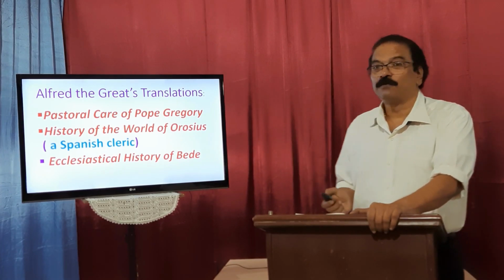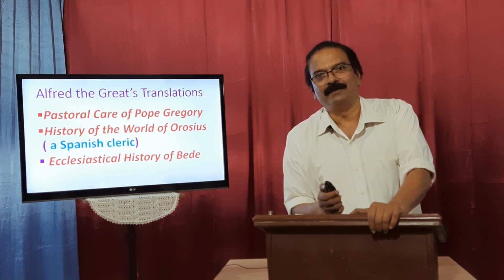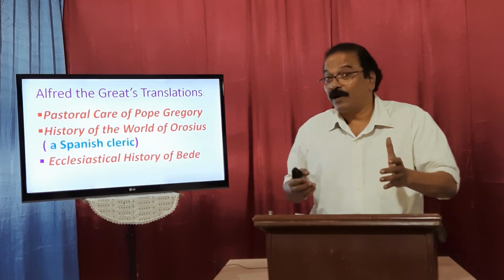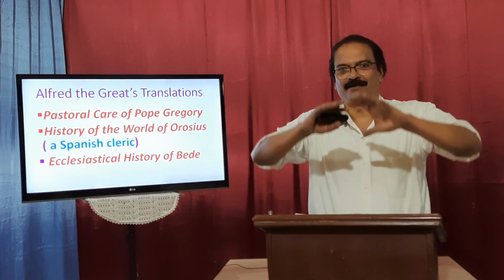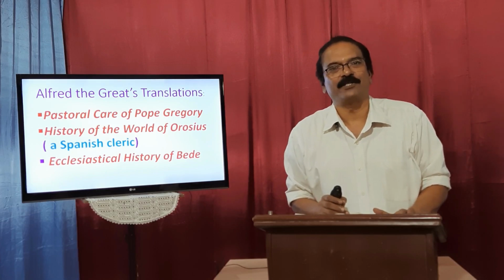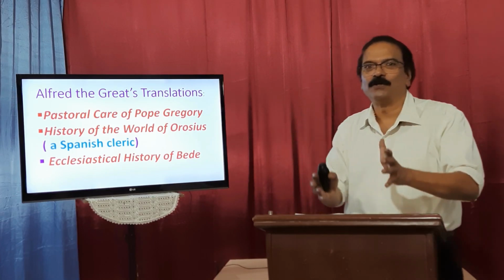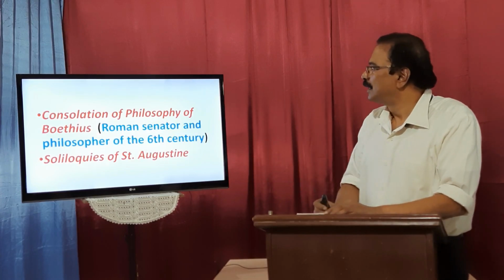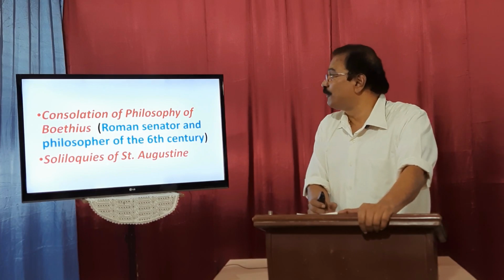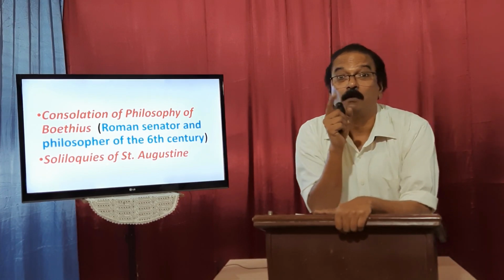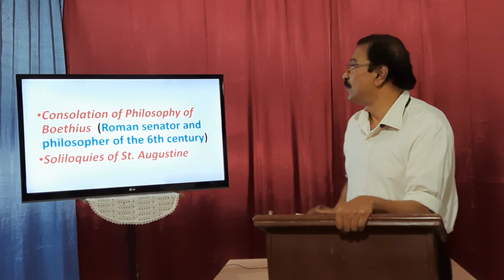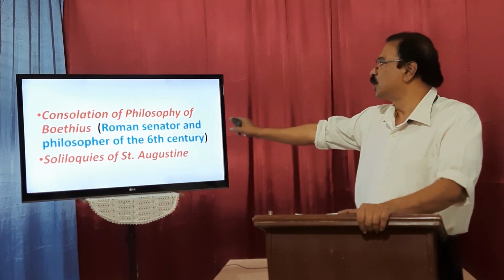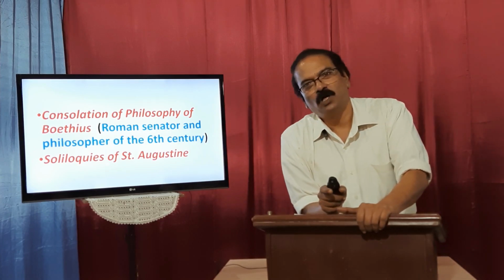Ecclesiastical History of the English People, Venerable Bede also wrote the history of, what is that? Ecclesiastical History, the conversion of the Anglo-Saxons to Christianity. This also was translated by Alfred. Okay. Then, Consolation of Philosophy of Boethius. It's very important, no doubt. Consolation of Philosophy is the title of the book by Boethius. Who was he? Roman senator, philosopher of the 6th century.